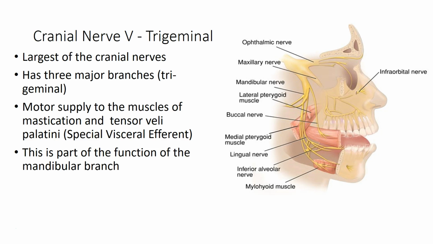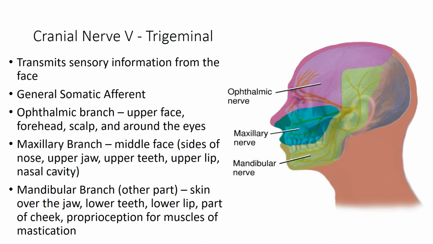For speech production, this nerve is important as it controls muscles of mastication, in other words, muscles involved in chewing, moving around the jaw. And that's part of the mandibular branch of this nerve. The other important function for cranial nerve 5 is receiving sensory information from all over the face.